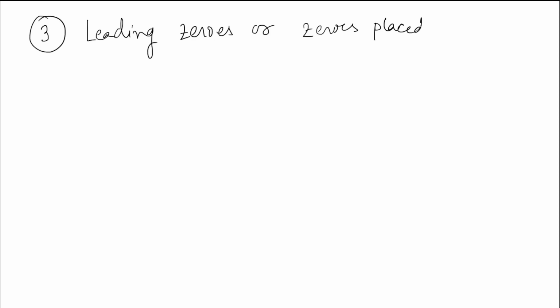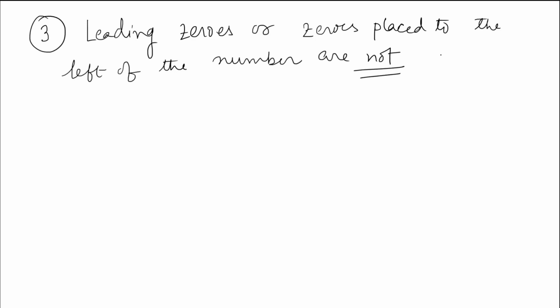Now rule number 3. In rule number 3 क्या है? लीडिंग ज़ीरोज़ मतलब आगे का जो ज़ीरो है, leading zeros and zeros placed to the left of the number are not significant. I repeat, leading zeros or the zeros placed to the left of the number are not significant. Example देख लेते हैं.